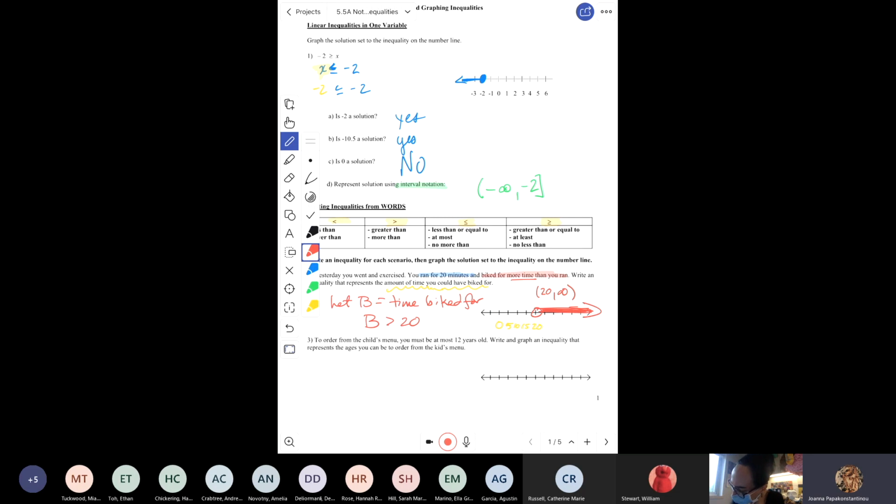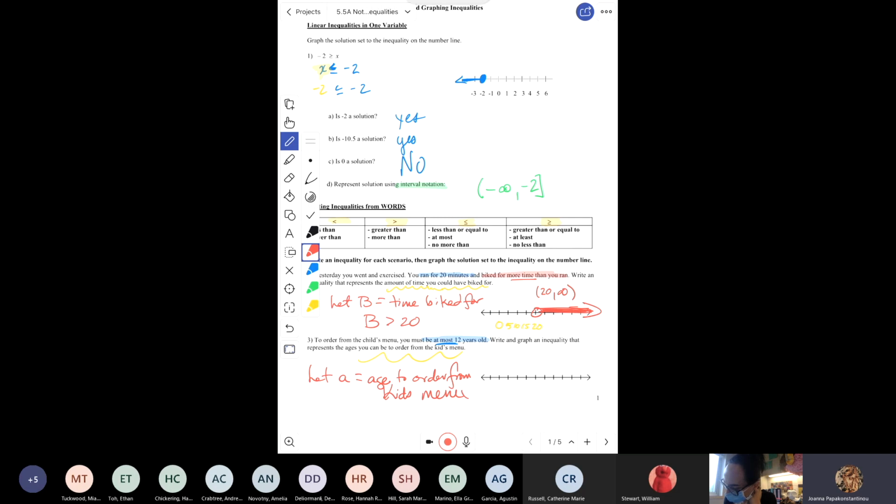To order from the child's menu, you must be at most 12 years old. At most 12 years old. Write and graph an inequality that represents the ages you can be to order from the kids menu. So I have to define a variable. I'm going to go ahead and set let A equal the age to order from kids menu. Get in the habit of defining variables so that we can get ready for more interesting problems.